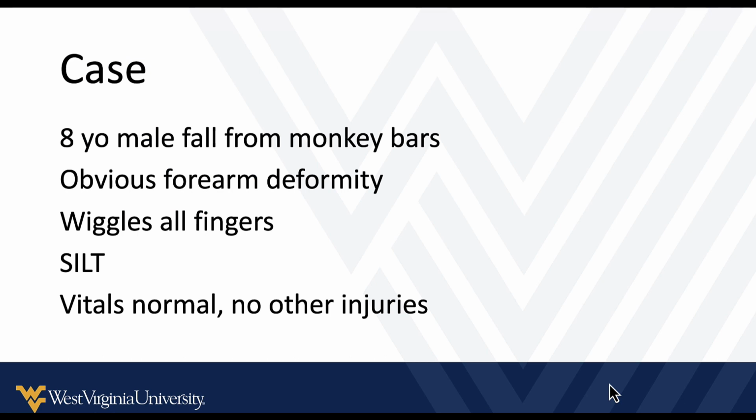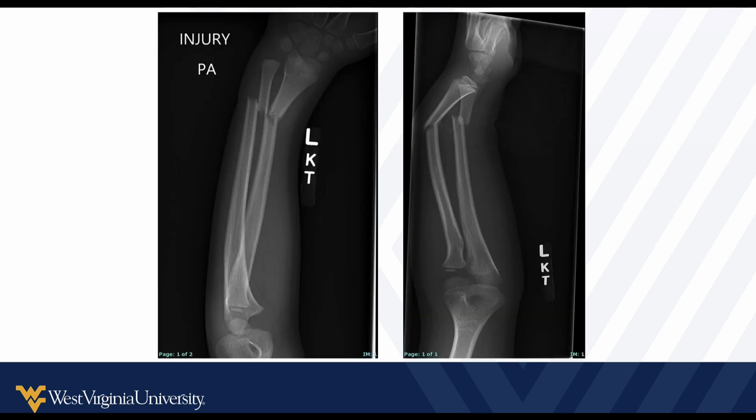Here's the case. This is an 8-year-old male, fell from the monkey bars, has an obvious forearm deformity, is able to wiggle all the fingers, sensations in tactile touch, vitals are normal, thorough physical exam, and there's no signs of any other injuries. So we'll focus on the main injury in this case here. And you get some x-rays, and this is what you see.